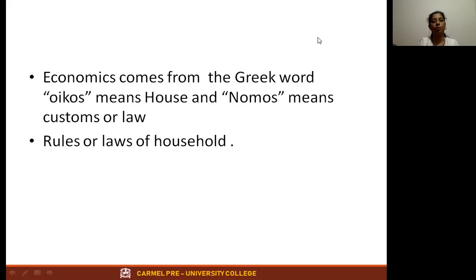Say, for example, you buy goods, your parents purchase a few goods, household things, everything, and a few people sell the goods. That is also called economic activities. So that is called economics. Economics is nothing but the rules or laws of the household.